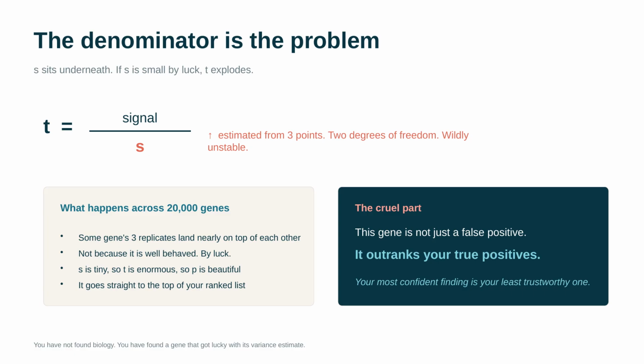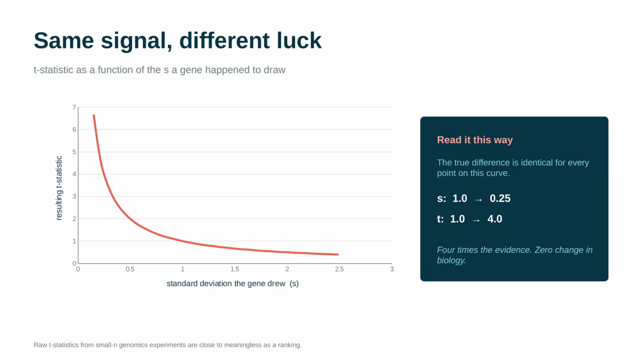It outranks the true positives. Your most confident finding is your least trustworthy one. Here is that effect drawn out.